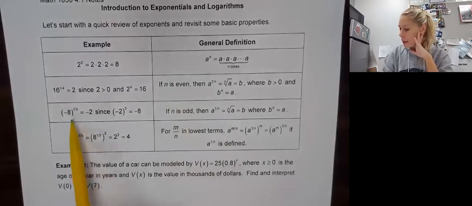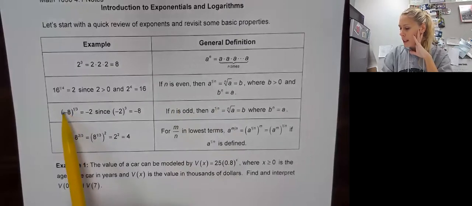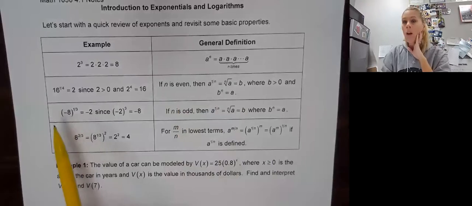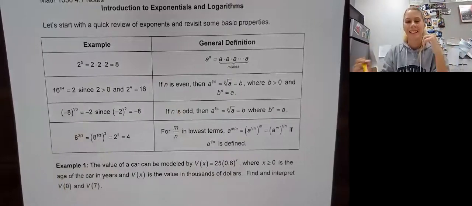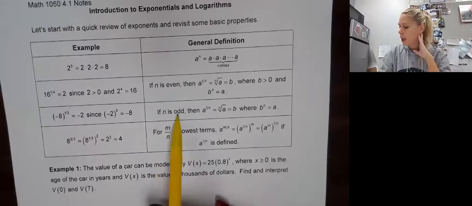Whereas an odd one here, we have to remember, you're asking yourself right here, what do you multiply by itself 3 times to give us -8? Well, a negative times a negative is a negative, right? Negative times a negative times a negative is a negative. So that's where that comes out, okay? So be careful with the odd one.